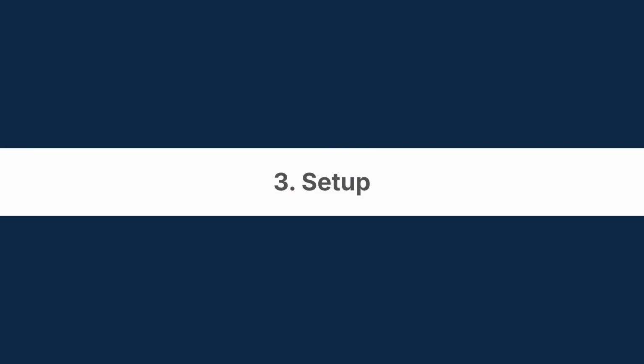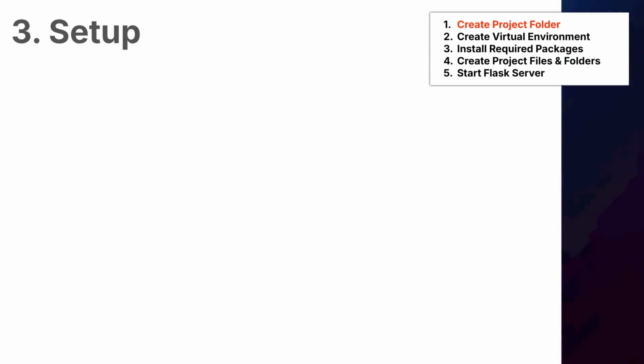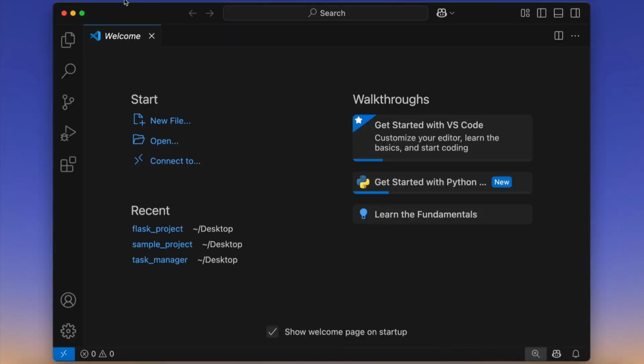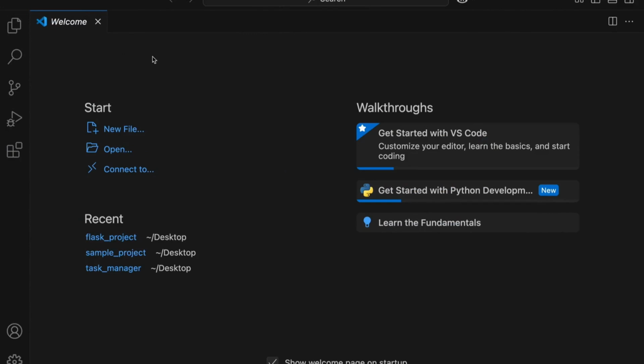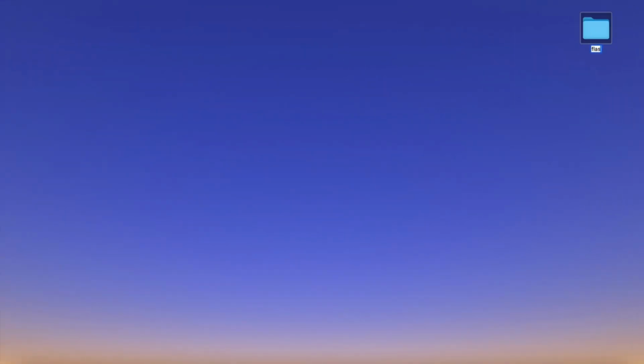3. Setup. 1. Create a project folder. Follow these steps to set up your project step by step. Okay, let's open your VS Code. Then make a new folder for your Flask project. You can create it anywhere, like your desktop. To open it in VS Code, drag and drop the folder or select Open Folder from the top tab bar.